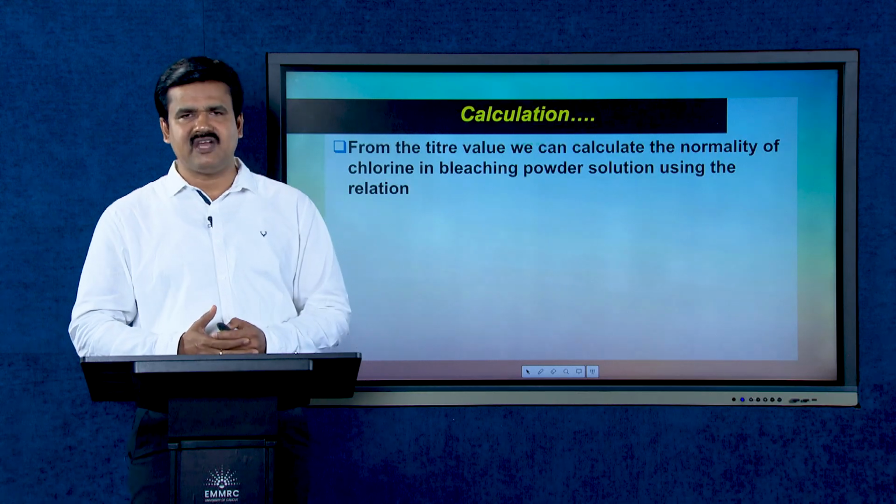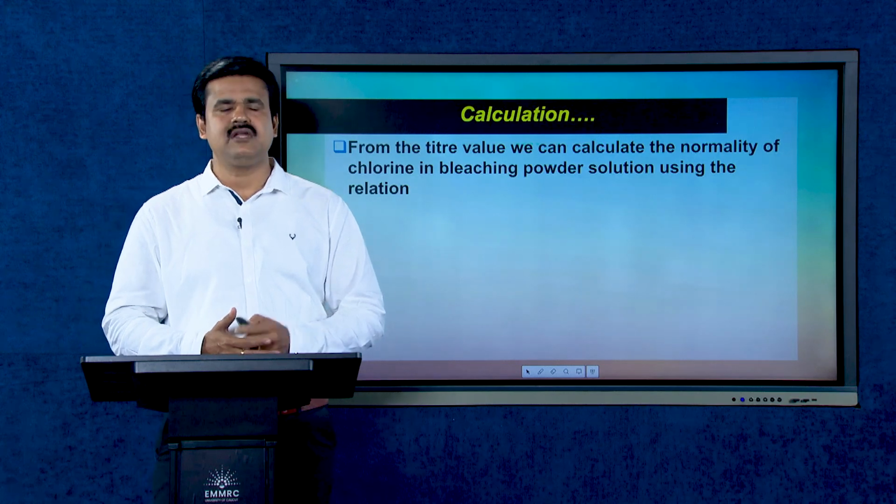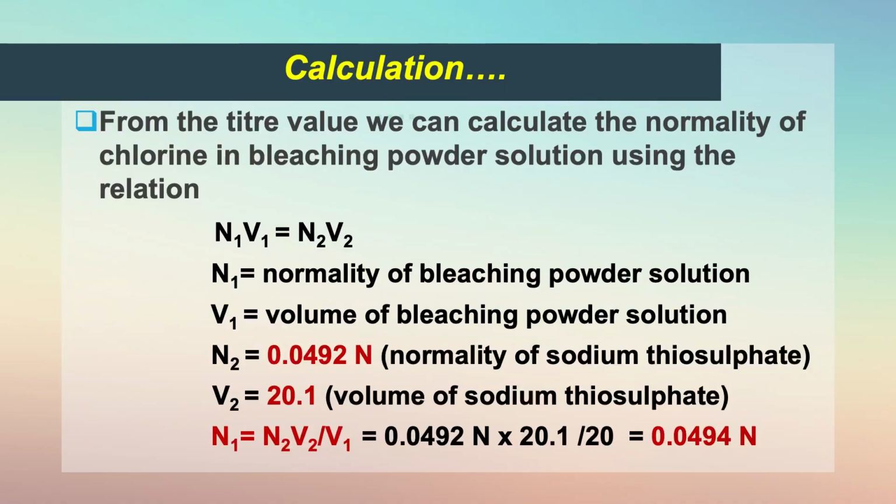Now from the titer values we can calculate the normality of chlorine in bleaching powder solution using the relation N1V1 equal to N2V2. N1 stands for normality of bleaching powder solution, V1 stands for volume of bleaching powder solution, N2 is already calculated, that is equal to normality of the sodium thiosulfate which we already standardized, and that is equal to 0.0492 normal, and V2 stands for the volume of sodium thiosulfate used, that is the concordant value of the present titration that we got as 20.1.